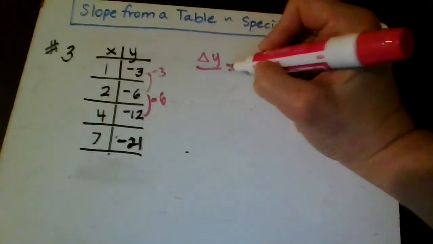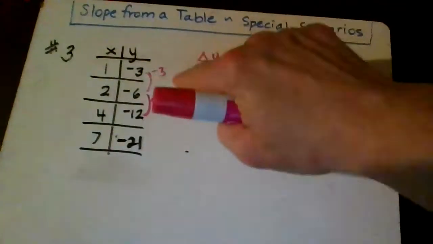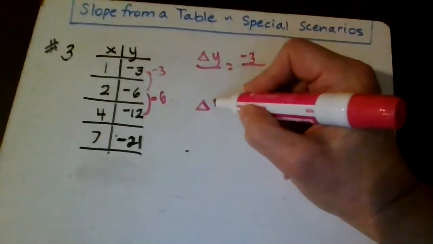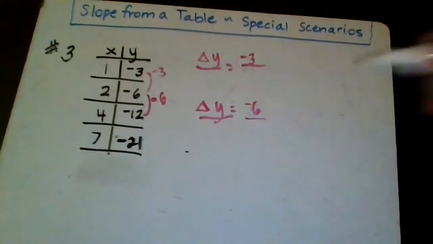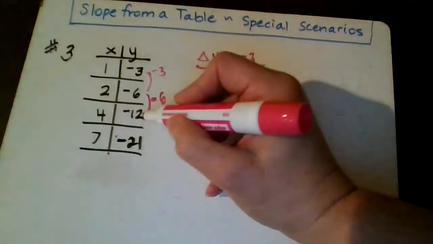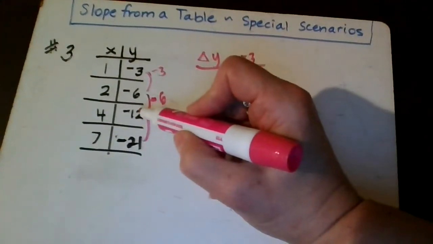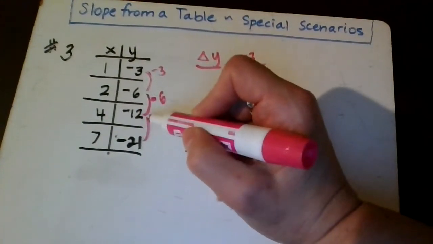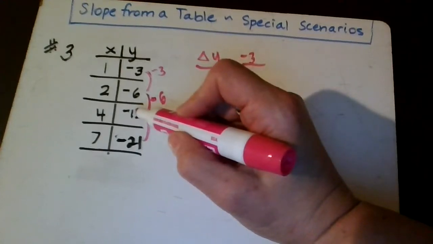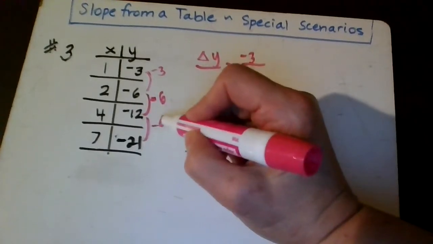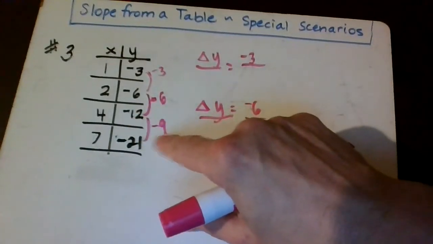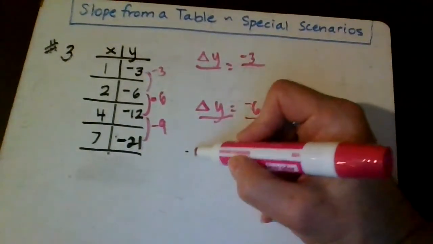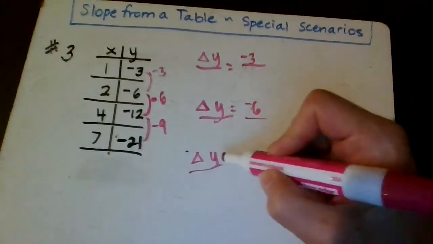So let me write this first one. I think I better keep myself organized. So let's write that -3. Let's do this next one. And this one happened to be -6. All right, well, let's look at this last one. -12 to -21. Well, how do I get from -12 to -21? Would that be -9? -12 minus 9? Well, that's -21. So let me put that one down here.